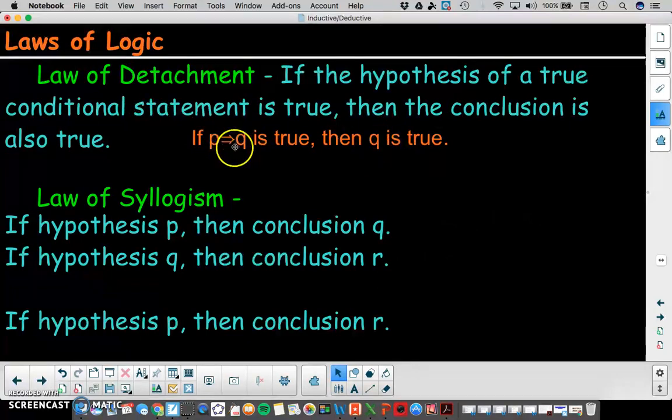Think about this as breaking the P and the Q apart. Notice the law of detachment tells us that we're detaching P from Q. So Q would be our logical conclusion.